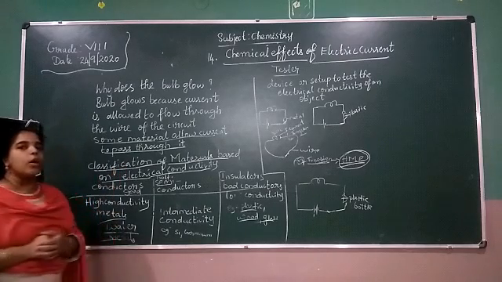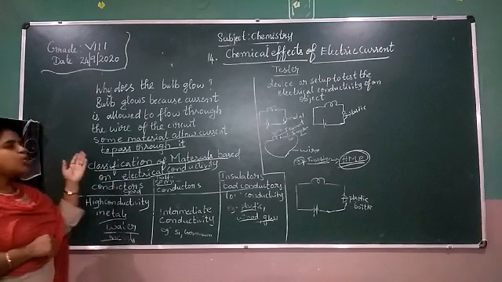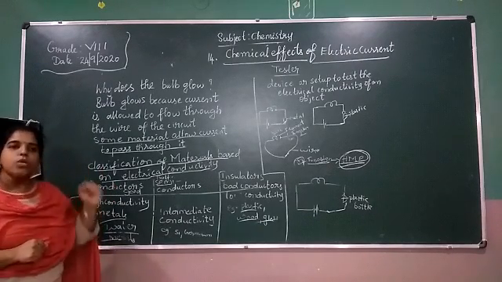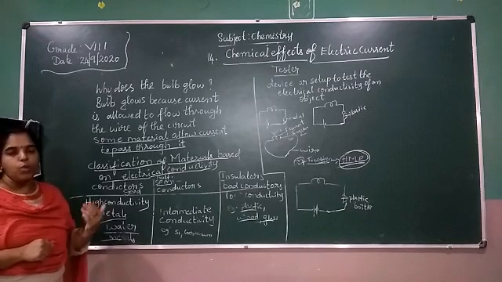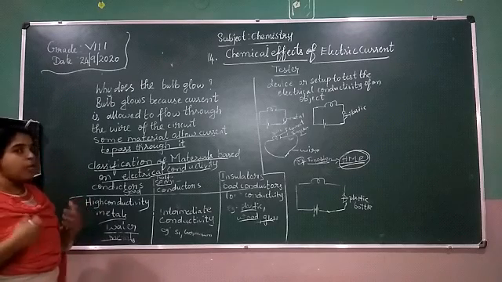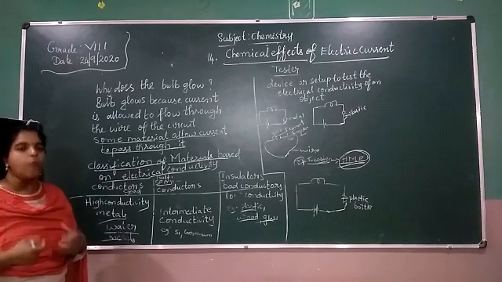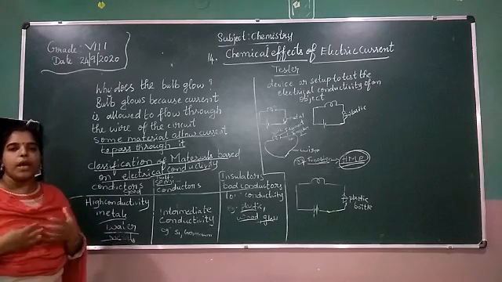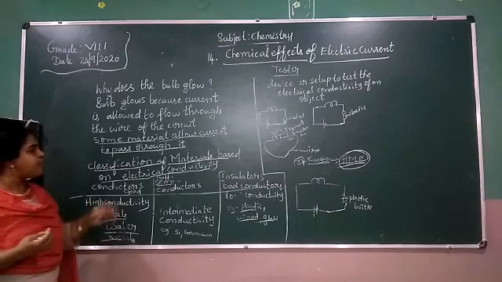How does the bulb glow? The bulb glows because the current is allowed to flow through the wire of the circuit. So what type of wire are we using? We are using copper and aluminium mostly. Silver also has high conductivity, but we are not using it because it is very costly. Copper is less expensive, so we mostly use copper wire.